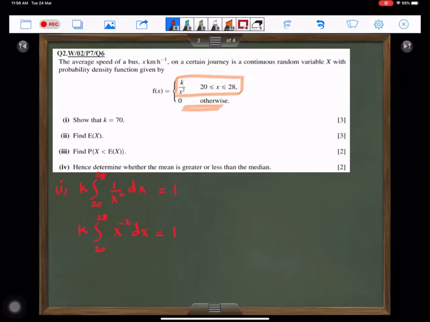Now let's integrate. When you integrate, k remains as it is. x to the power of minus 2 plus 1, over minus 2 plus 1, between the limits 20 and 28 equals 1. So therefore, this becomes k. The denominator is minus 1, so I'll write this minus 1 on the outside, and this becomes 1 over x between 20 and 28 equals 1. Remove the negative sign by flipping the limits. So therefore, this is positive k, 1 over x, 28 goes down, 20 goes up, equals 1.